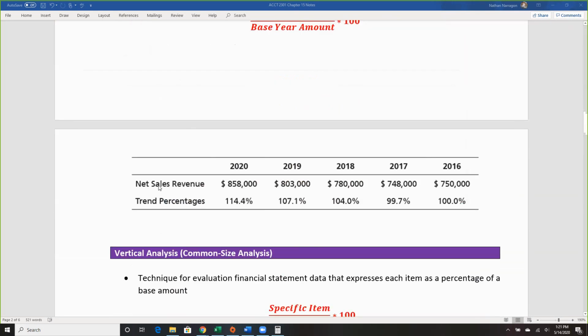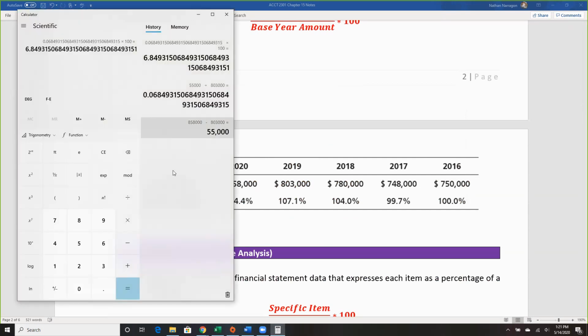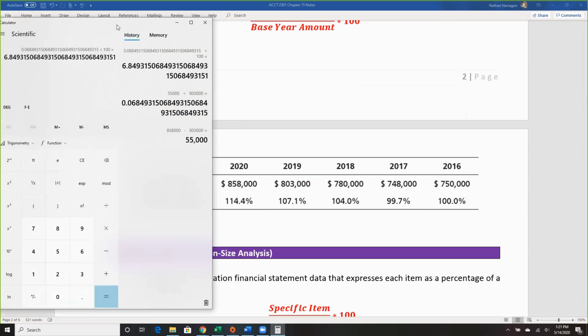So here, we're comparing what's going on in 2016, and we're going all the way to 2020. So, for example, how they got the 2020 number. We would have taken that 858,000 and basically divided by 750.